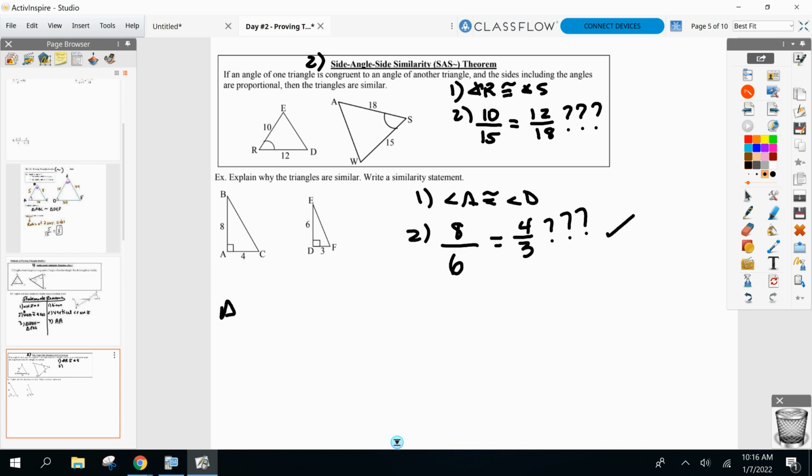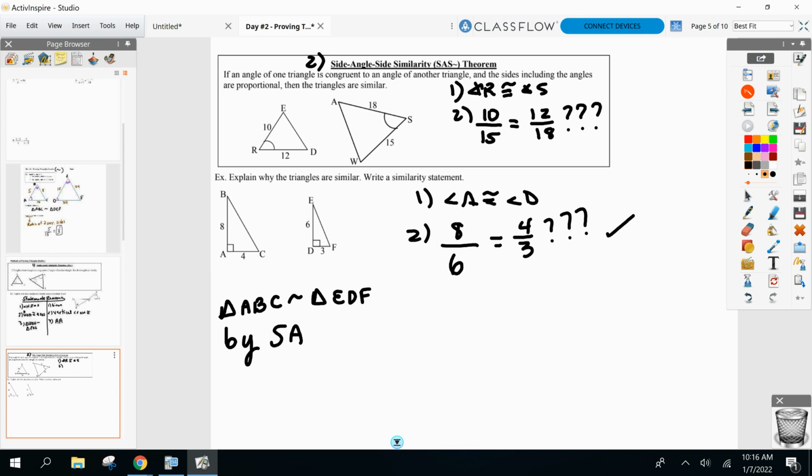Triangle, let's write it out now. Triangle ABC. Uh-oh. Second time. Lightning going to strike twice. Similar to triangle EDF by what method here? Not angle anymore. Side angle side.